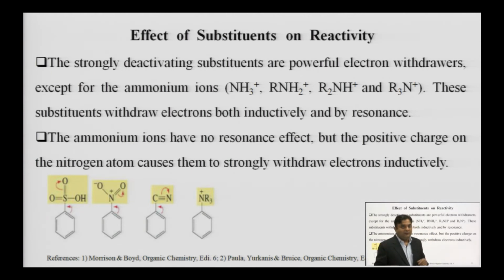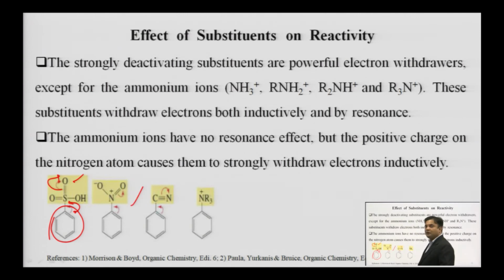Okay. So, here you can see how these types of groups withdraw electrons from the benzene ring. Here oxygen is more electronegative than sulfur, so electrons will move toward the oxygen and sulfur becomes electropositive. To help the sulfur, the pi electrons of the benzene ring will come, and by that mechanism the electron cloud of the benzene ring will get reduced.